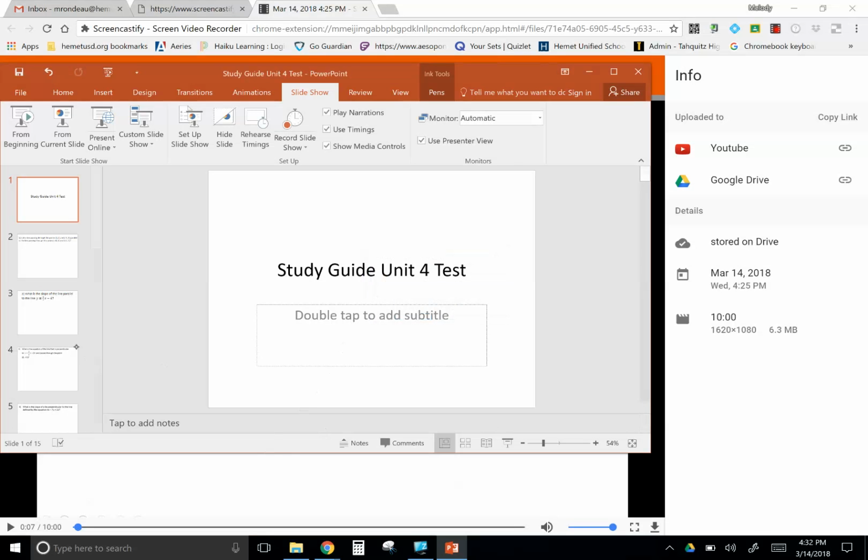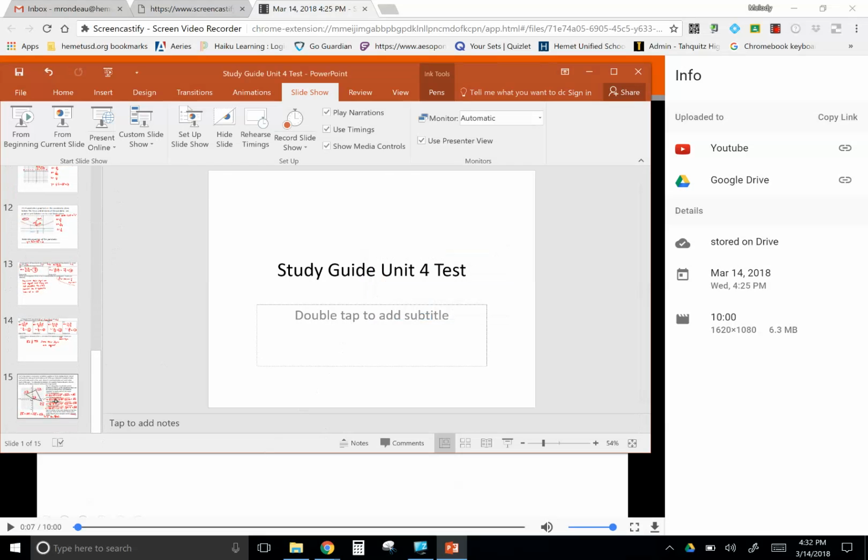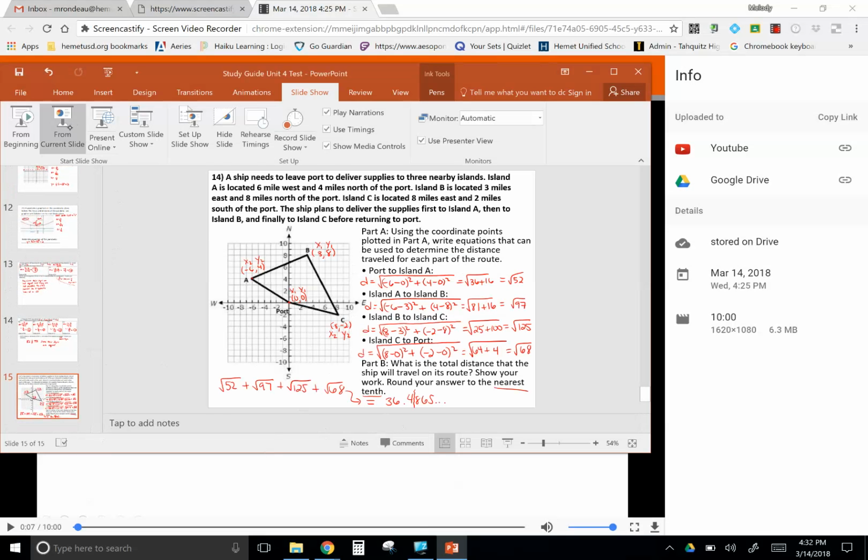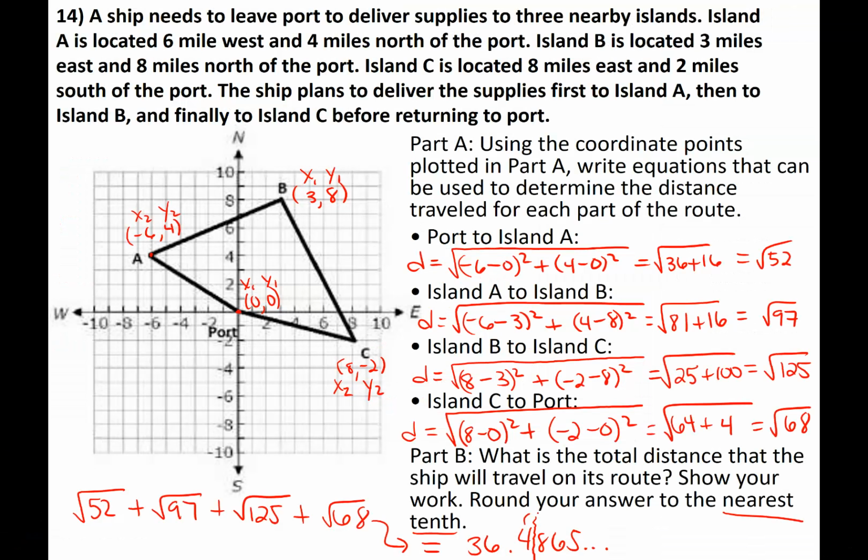Sorry, let's go back. Okay, so I want to cut off my decimal. I'm going to look at the number right behind it. Since it's 5 or bigger, I'm going to round up, so this turns into approximately 36.5.